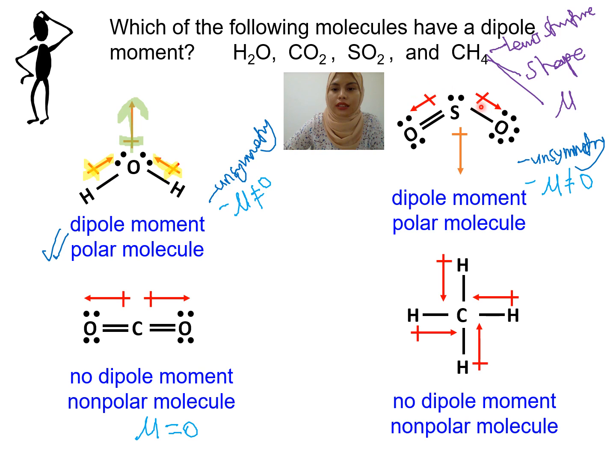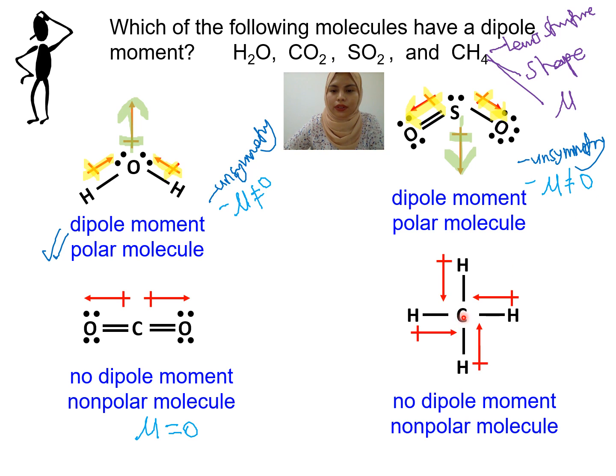Okay, so this is the bond dipole between S dengan oxygen, di mana oxygen is a more electronegative atom compared to S. Therefore dia punya bond dipole akan menuju daripada S kepada oxygen. Okay, sebab apa? Sebab S is less electronegative atom. Therefore akan mewujudkan resultant. This is resultant dipole. Okay, resultant dipole moment. So that's why we can say that since dia ada resultant dipole moment, therefore dia punya dipole moment will not equals to zero.